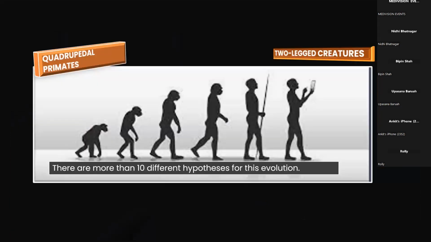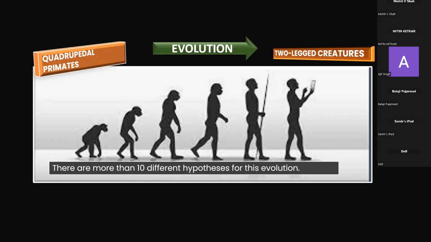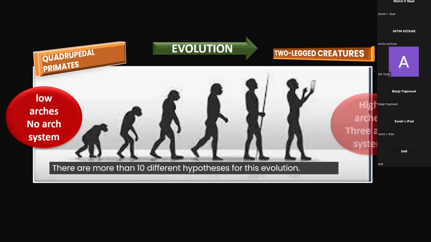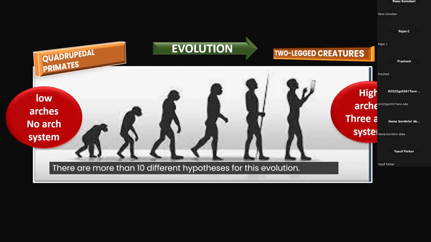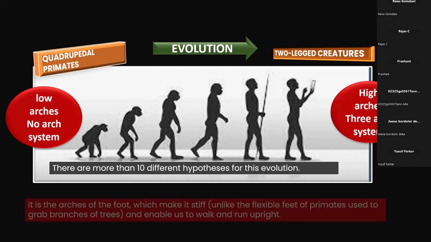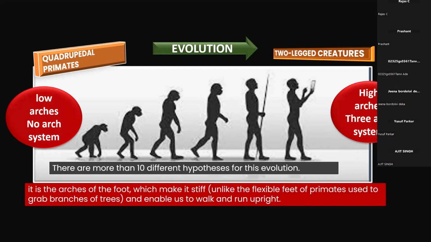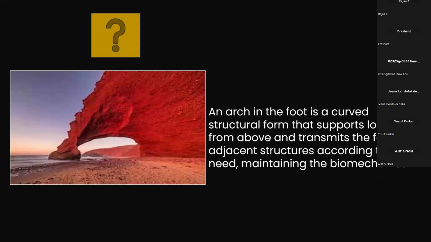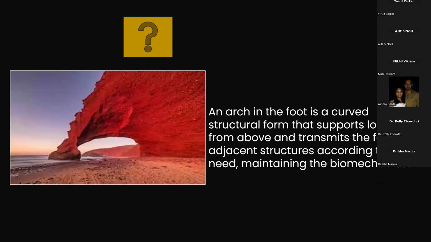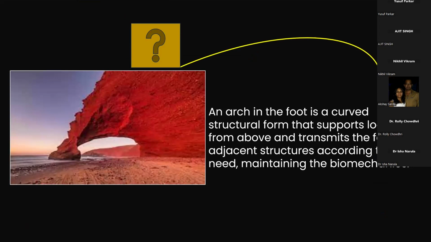Throughout evolution, we human beings, from quadrupedal primates, turned into two-legged creatures, and from a low-arch system to a high three-arch system. And these feet are so stiff that we are able to stand and run upright. So what is an arch? An arch of a foot is a curved structural form that supports the load from above and transmits the force to the adjacent structures according to need, and that maintains the balance.